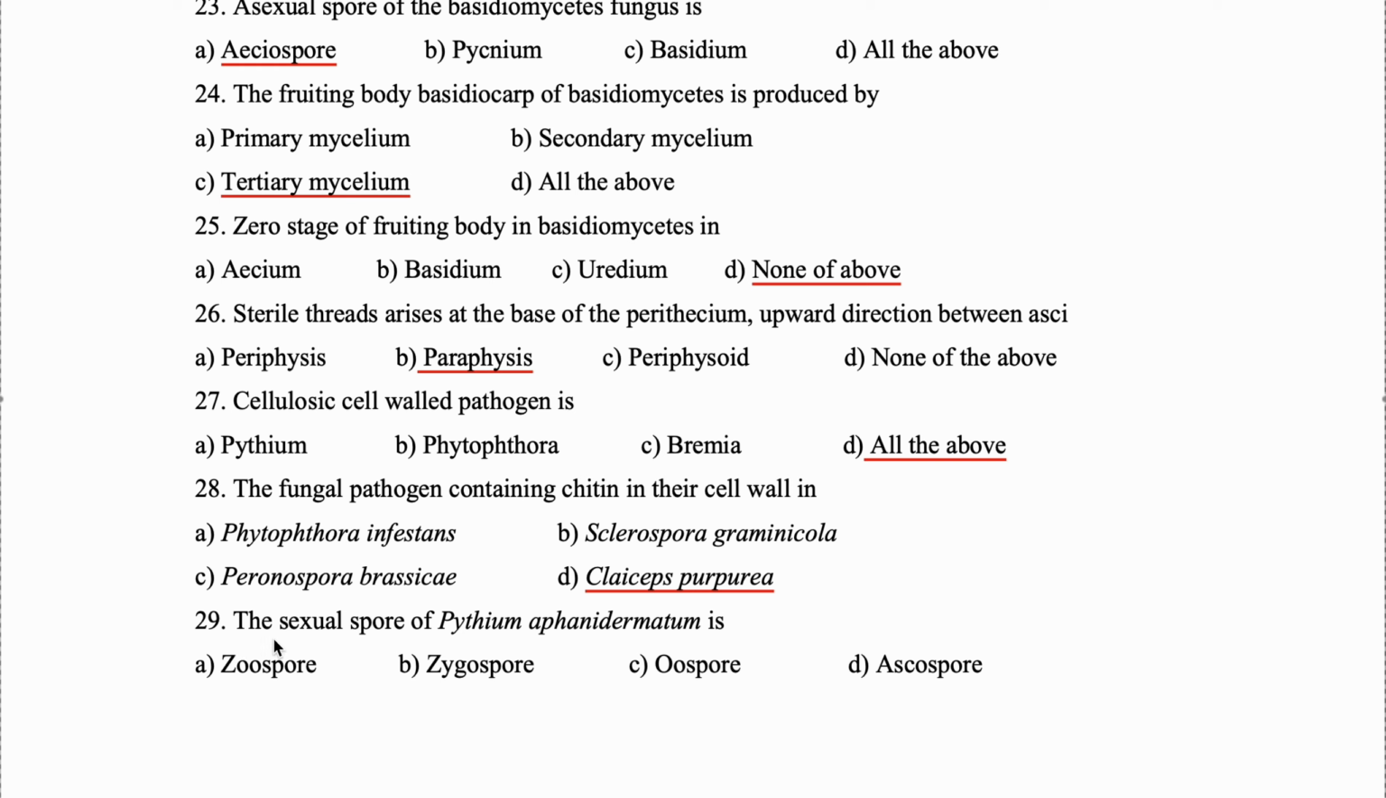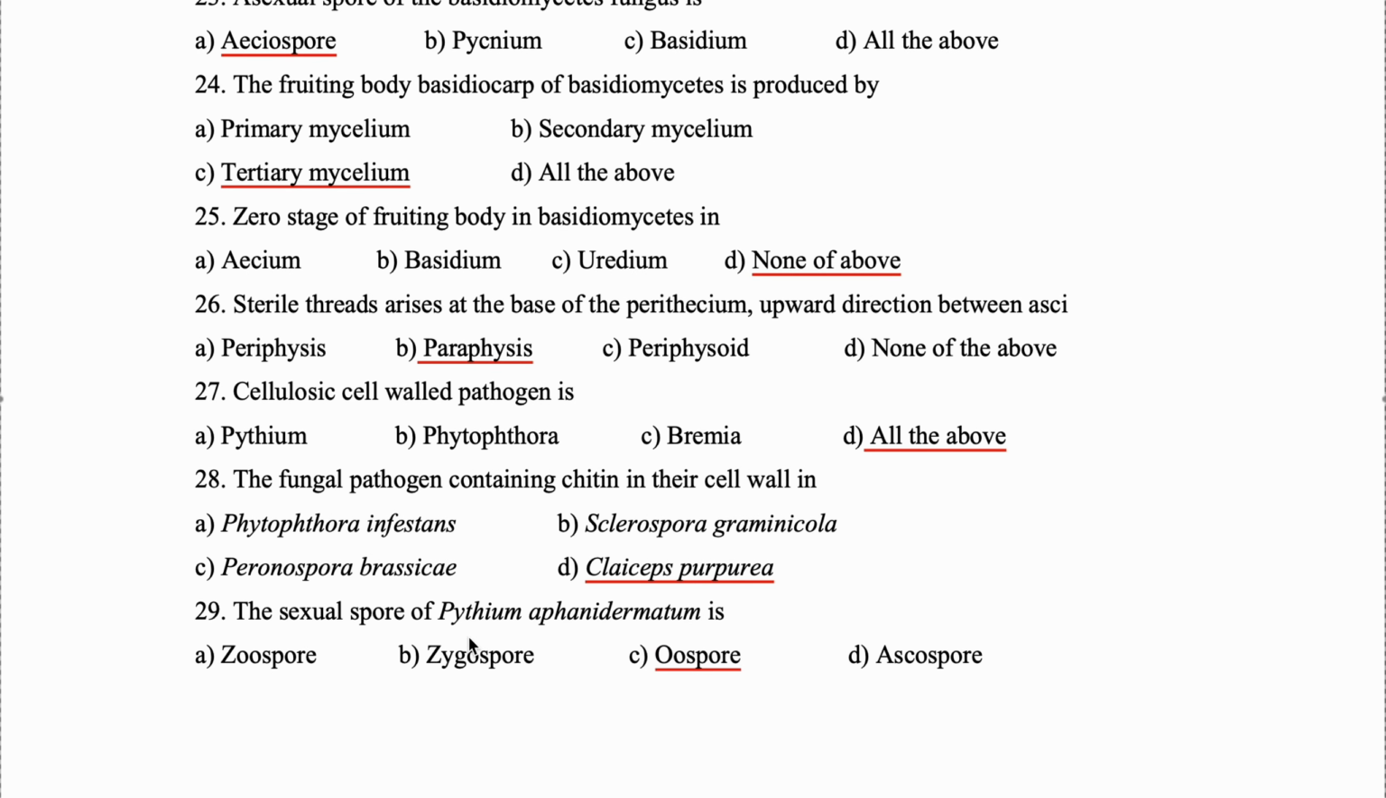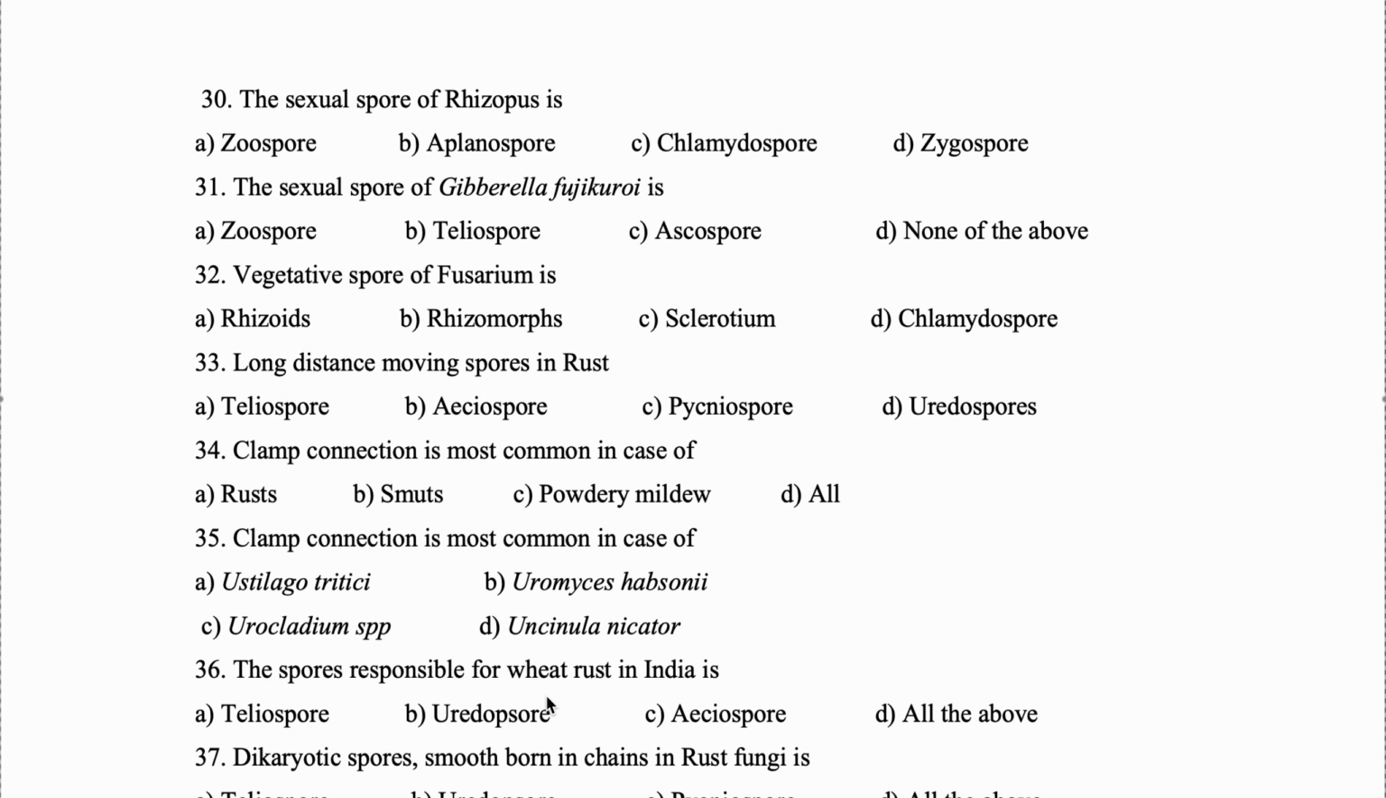Next, question number 29. The sexual spore of Pythium aphanidermatum. It will be oospore. Same reason applied. Pythium belongs to Oomycota. Question 30. The sexual spore of Rhizopus. It will be zygospore because Rhizopus belongs to Zygomycota. Next, 31. The sexual spore of Gibberella fujikuroi is ascospore because Gibberella belongs to Ascomycota. Simple.